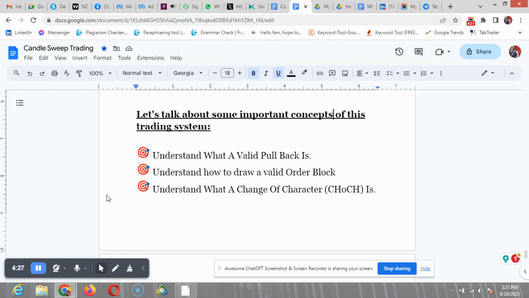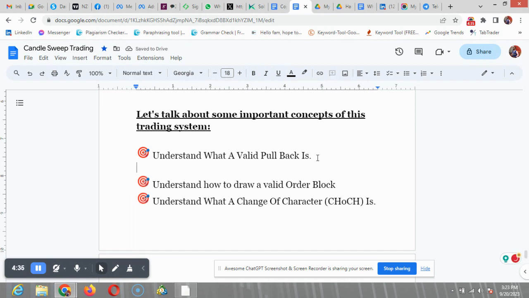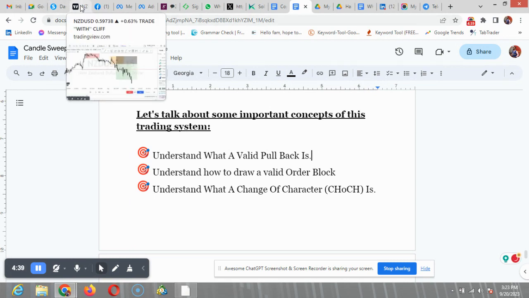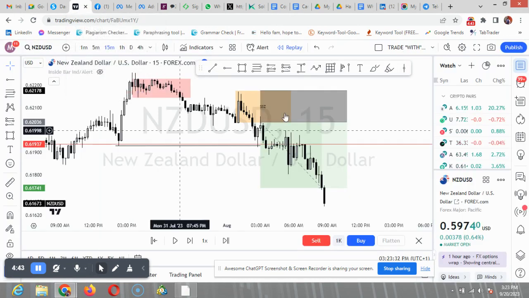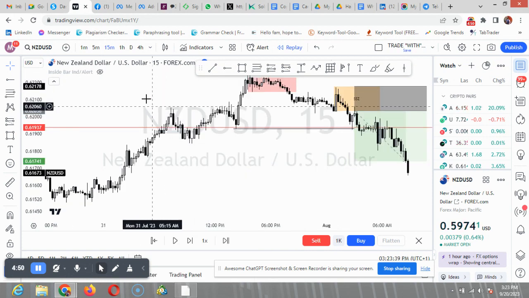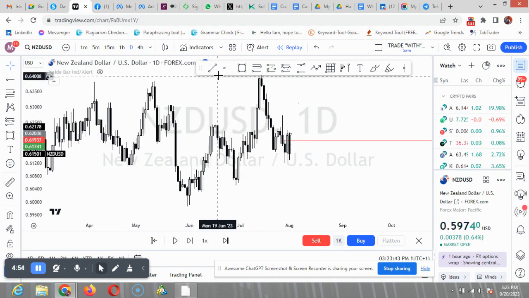All right, let's go. What is a valid pullback? Let's start from there. Let's go to the chart so I can show us by demonstration what a valid pullback is. So let's go quickly. I'm going to take all of this out.